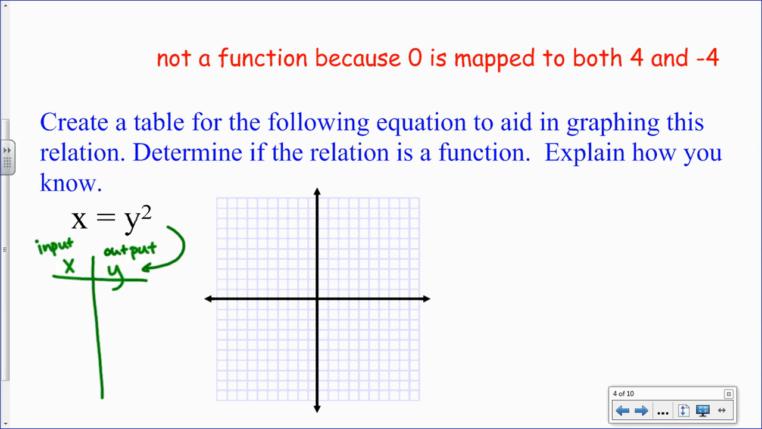Okay, so we're going to plug in numbers for Y, just to help us make our table. Okay, -2 squared is +4. -1 squared is +1. Okay, 0 squared is 0. 1 squared is 1. 2 squared is 4. Then when you go to graph it, you still graph it like normal, x, y, so your ordered pairs are still x, comma, y.